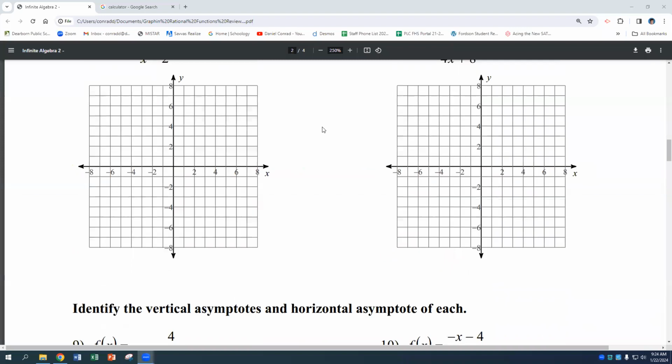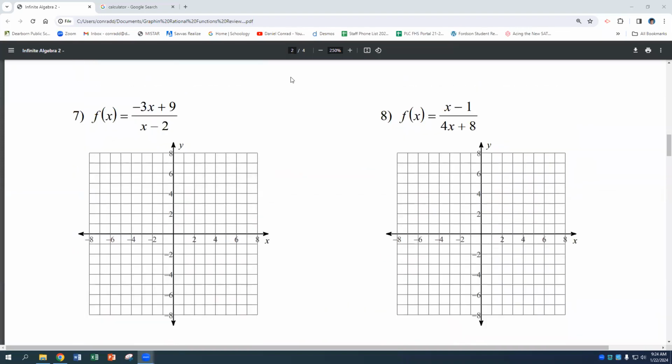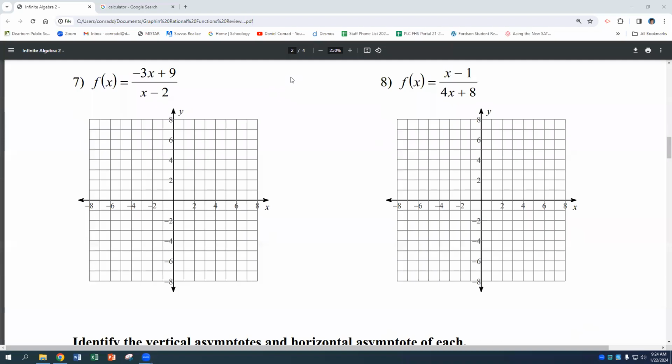All right, we're going to do the same thing for 7 and 8. All right, so they're both first degree. So our horizontal is going to be y equals -3, right, -3 over 1, which is just going to be -3. And then my vertical asymptote is going to be x minus 2 equals 0. So when I add 2 on both sides, I get x equals 2. So let's see, we got 2.